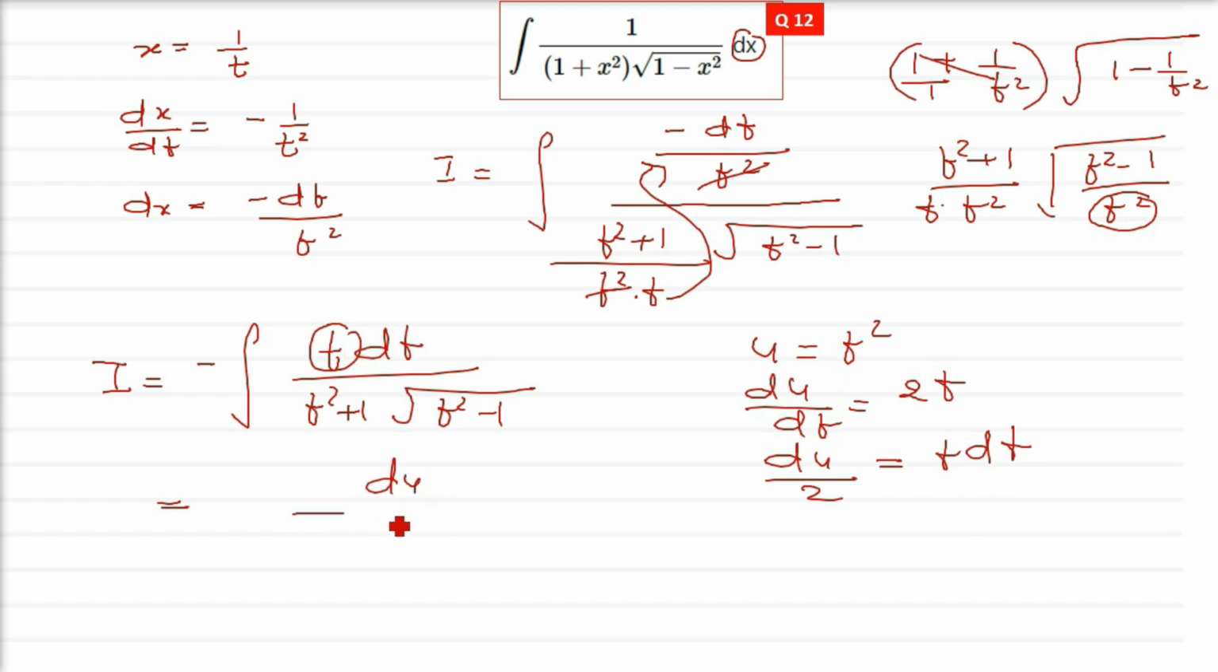So you can write du by 2. This 2 can be taken outside. Negative remains outside. t square plus 1 will be u plus 1. And this under root t square minus 1 will be under root u minus 1. Now what do you think? Is there any use? I told you, you can take it here, but there is an issue.